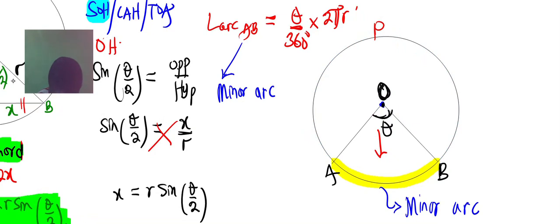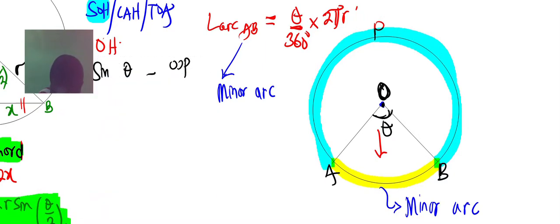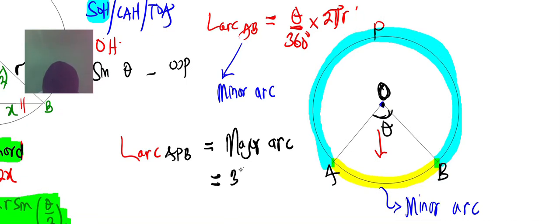So the length of arc APB, because APB is a longer arc, we call APB the major arc. We can use the formula with 360 minus theta. Since we have decided to call the angle facing down theta, the upper one is 360 minus theta. Length of arc is based on the angle, so 360 minus theta is the angle, over 360, times 2 pi r.